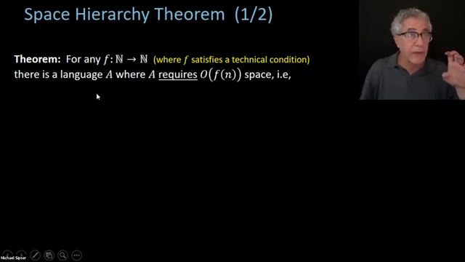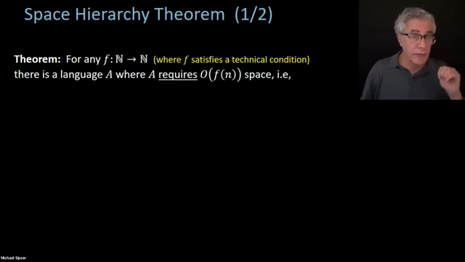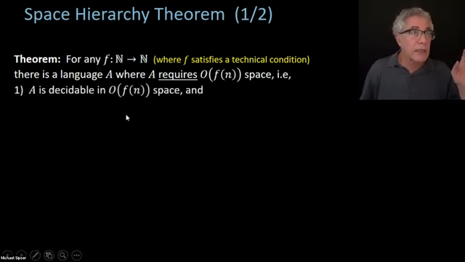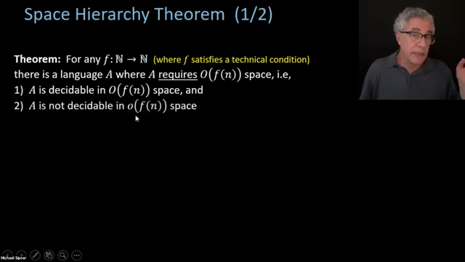Whatever space bound you have, you can find a language A which requires exactly that much space. So if f is like n cubed, we're going to find a language A that requires n cubed space. If it's n to the 100th, we can find a language that requires n to the 100th space and cannot be done with n to the 99th space. Whatever it is, you can find a language that requires exactly that much space. More formally, that means it can be decided in that much space, but it cannot be decided in less space.